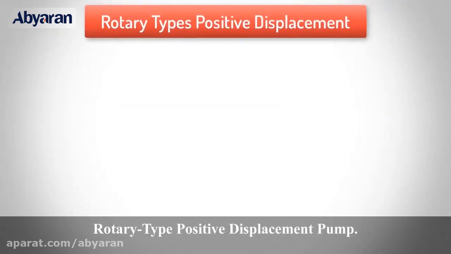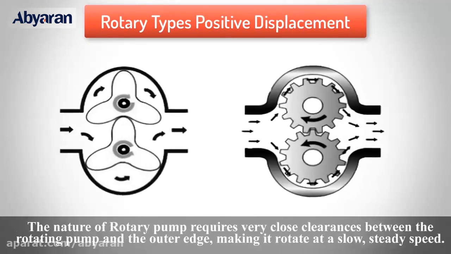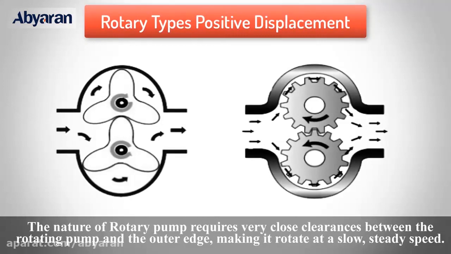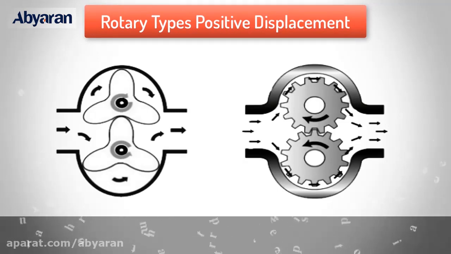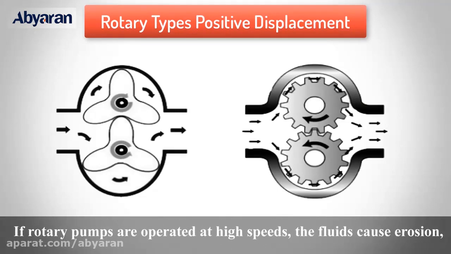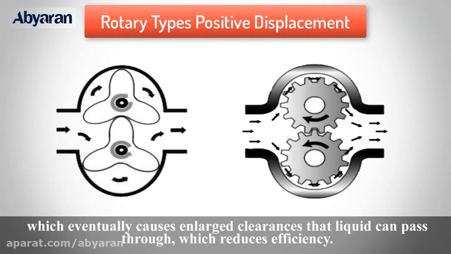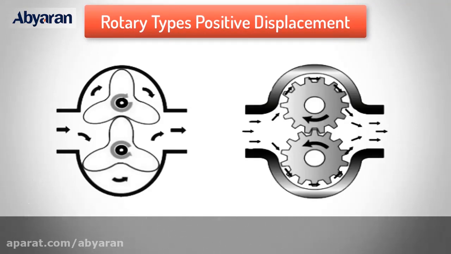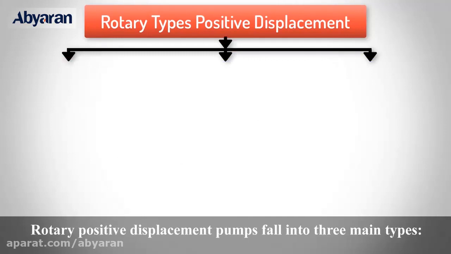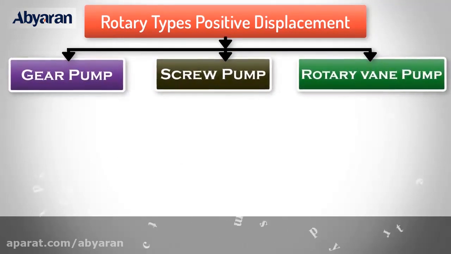Rotary type positive displacement. The nature of a rotary pump requires very close clearance between the rotating pump and the outer edge, making it rotate at a slow steady speed. If rotary pumps are operated at high speeds, the fluids cause erosion, which eventually causes enlarged clearance that liquid can pass through, which reduces efficiency. Rotary positive displacement pumps fall into three main types.